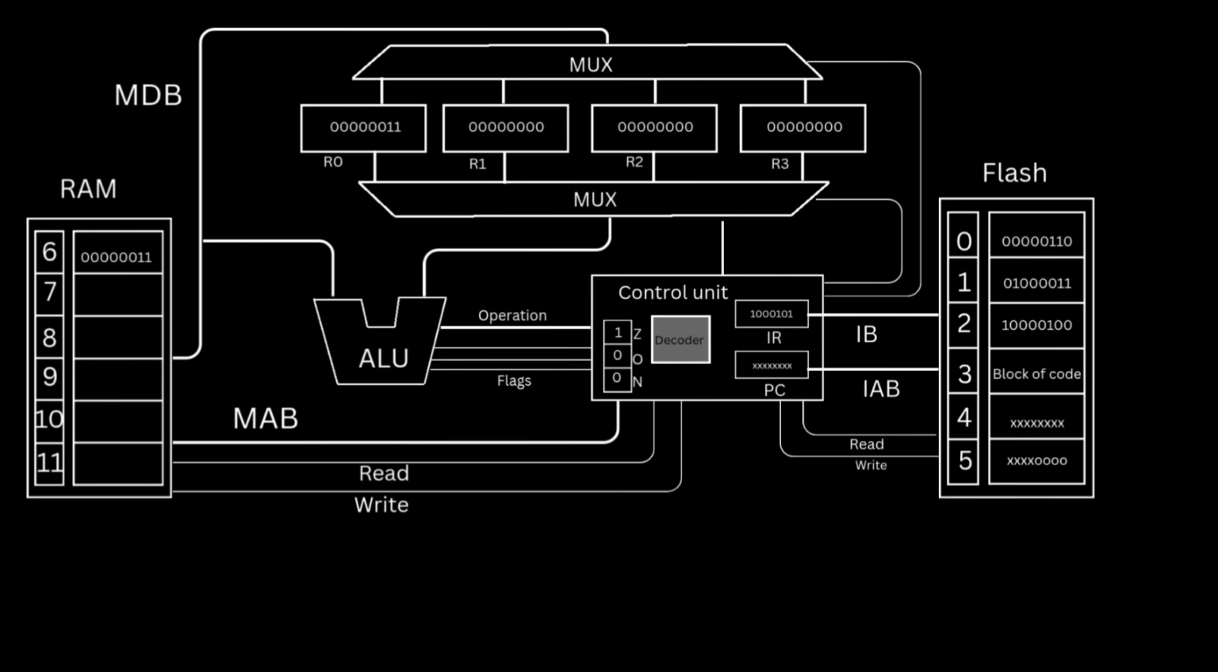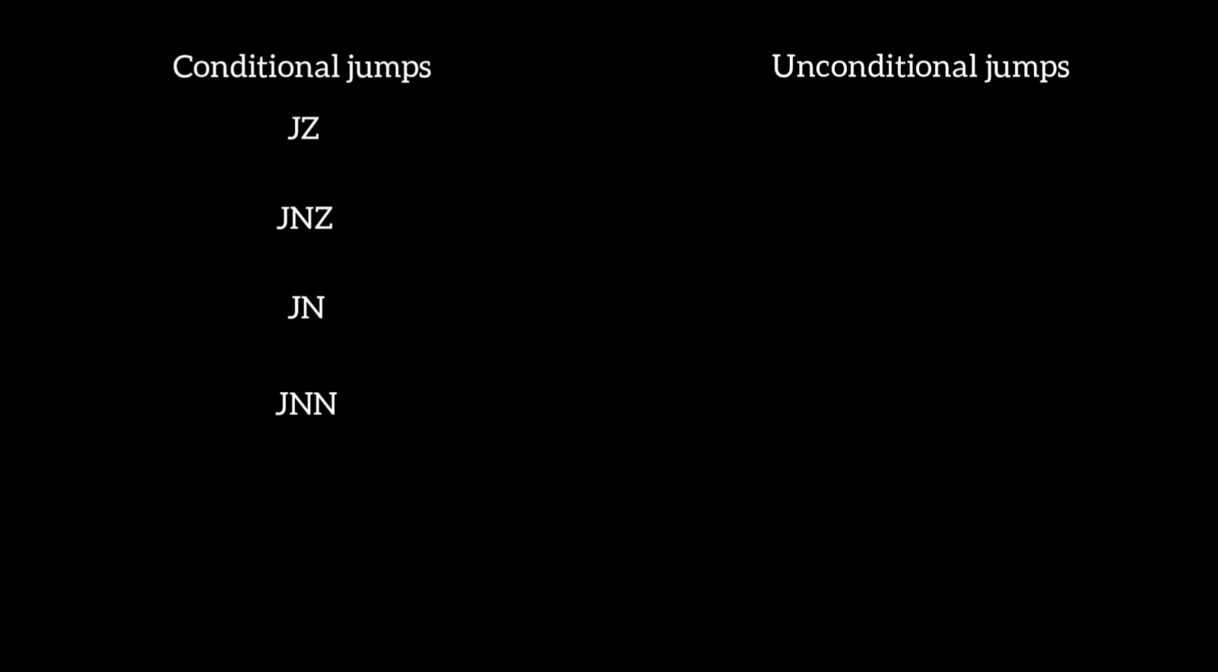There are two main types of jump instructions. Conditional jumps, which depend on the state of the flags, like jump 0, jump not 0, jump negative, and jump not negative, and unconditional jumps, which don't depend on any condition at all. An unconditional jump simply makes the control unit overwrite the program counter directly. You'll usually find these at the end of loops, where the CPU needs to jump back to the start of the loop after every iteration.